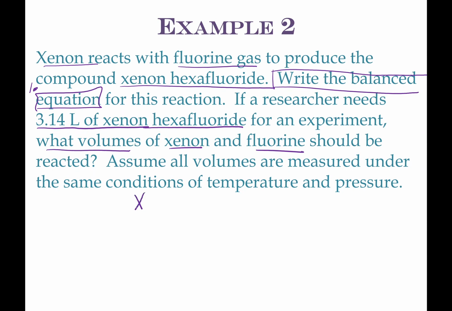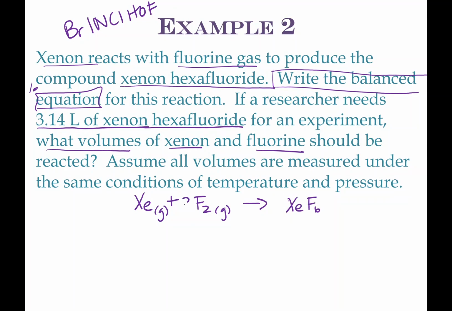So xenon reacts with fluorine. What is special about fluorine that we need to remember? So fluorine, this is a gas, this is a gas, to produce xenon hexafluoride. So I need 3 of those. And this is a gas. All right, so that one's done. The researcher needs 3.14 liters of this gas. How much of the xenon and the fluorine should be reacted?